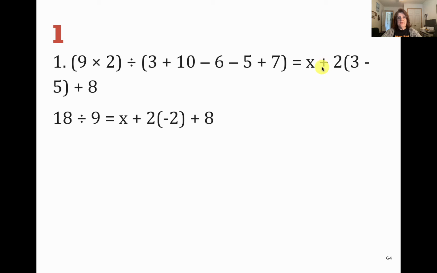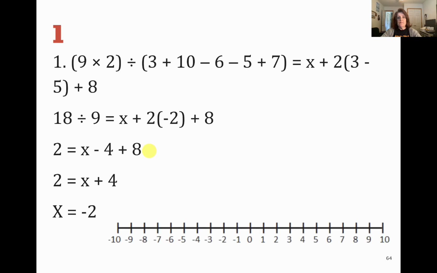Then, on the right-hand side, x stays where it is. This becomes 2 times 3 minus 5 is negative 2 plus 8. 18 divided by 9 is 2. 2 times negative 2 is negative 4 plus 8. So that 2 is equal to x plus 4. x is equal to negative 2. Then you have a number line in which you are going to place a dot at negative 2.